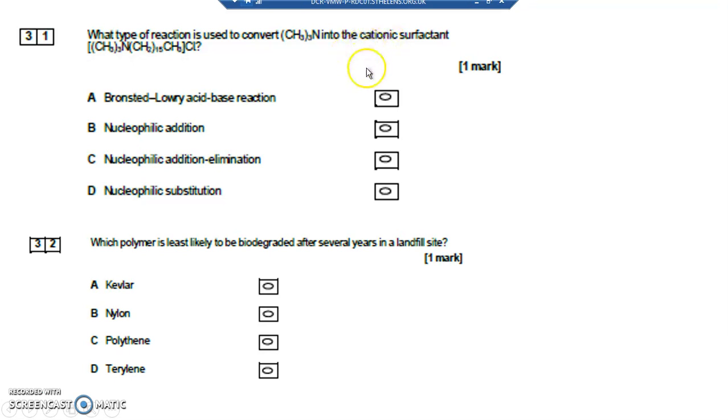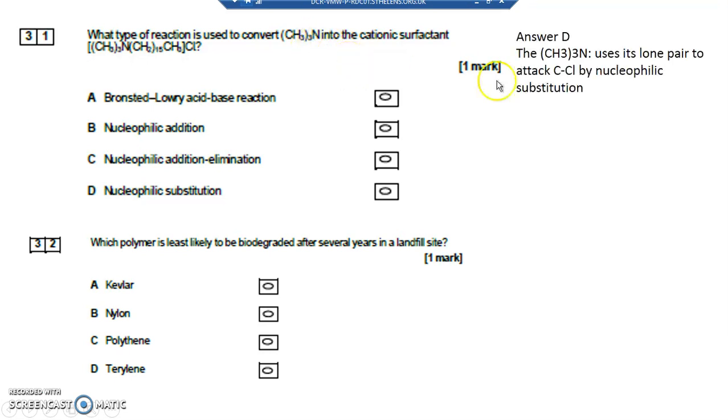to Cl bond, and the bond breaks between the C and the Cl. Electrons move on to the Cl and form Cl minus, and this joins on with a plus charge. So it's a nucleophilic substitution with a haloalkane, where the lone pair of electrons on the N attacks the C, the polar bond, the delta plus on the C, and the Cl minus is released. So this replaces the Cl using its lone pair of electrons.